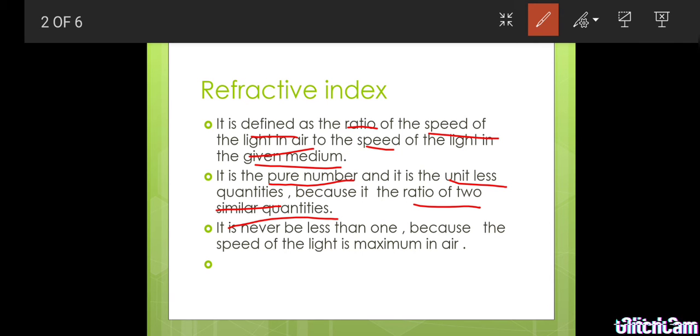And the value of this refractive index is never less than 1 because the speed of light is maximum in air. That's why the refractive index is always greater than 1.